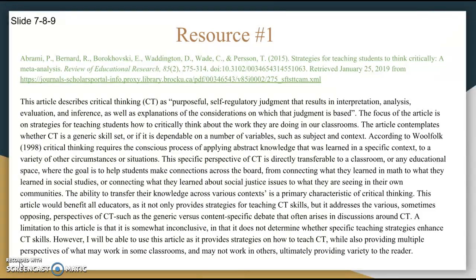This line of reference and perspective is directly transferable and correlated to the classroom setting or educational institute, where the ultimate goal is to aid students in making across-the-board connections. This article highlights the overarching notion and belief that this ability to transfer knowledge, whether it be from math to language, history to geography, or social justice issues to their own communities, is the primary characteristic and goal of critical thinking.